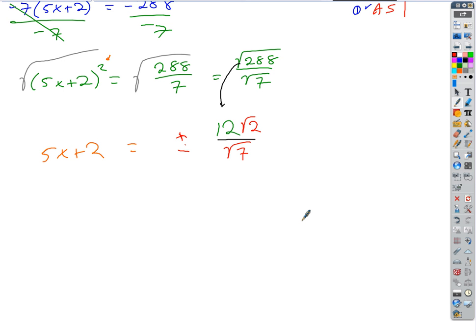What else do we need to do? Yeah, look, we can't have a radical on the bottom. What did you guys say in algebra 1? No tens in the basement, right? So you can't have a radical in the denominator.